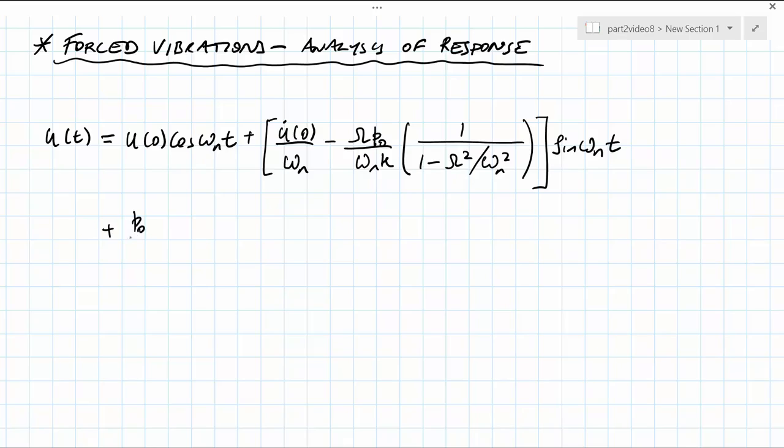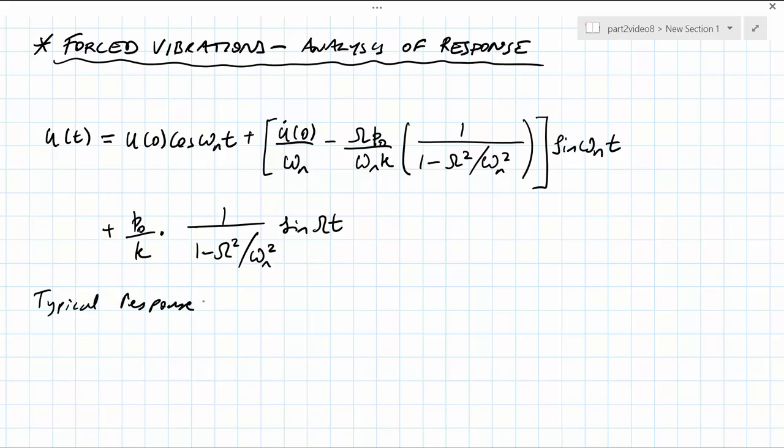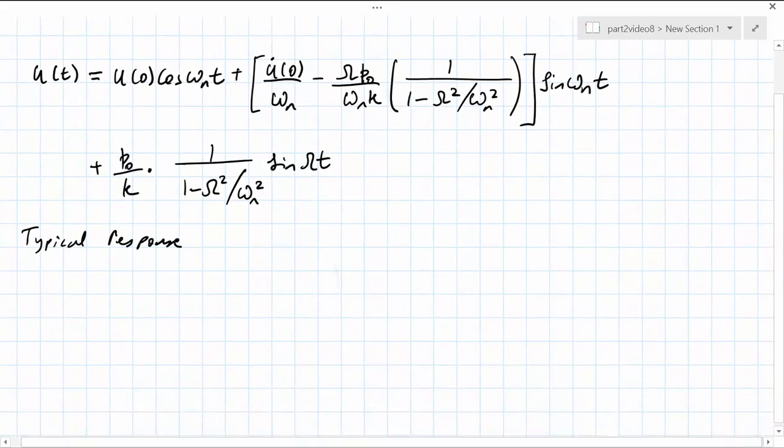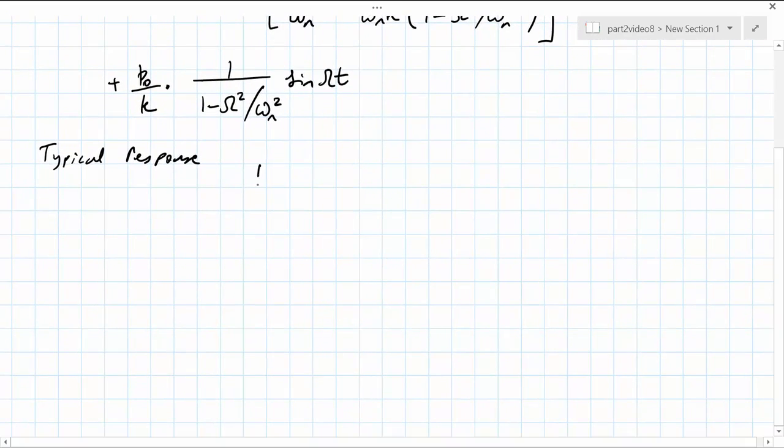plus p naught over k times 1 over 1 minus the forcing frequency divided by the natural frequency, all squared, times sine capital Omega t, with a typical response that looks like this.